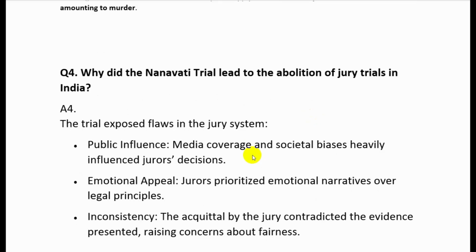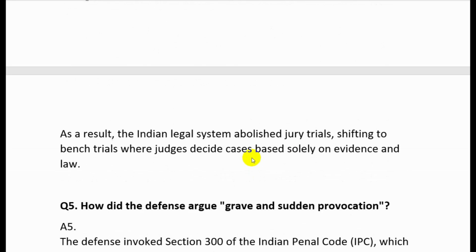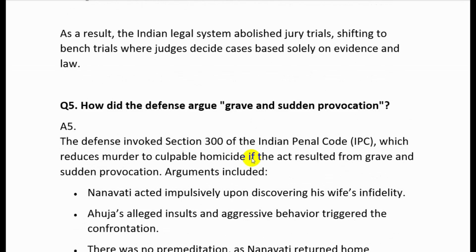Why did the Nanavati trial lead to the abolition of jury trials in India? The trial exposed flaws in the jury system. First was public influence. Media coverage and societal biases heavily influenced jurors' decisions. Jurors prioritized emotional narratives over legal principles, and the acquittal by the jury contradicted the evidence presented, raising concerns about fairness. As a result, the Indian legal system abolished jury trials, shifting to bench trials where judges decide cases based solely on evidence and law.